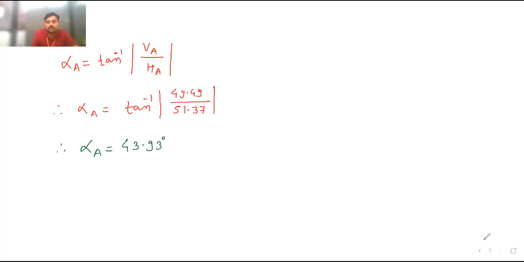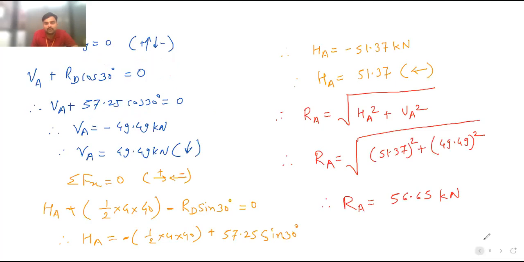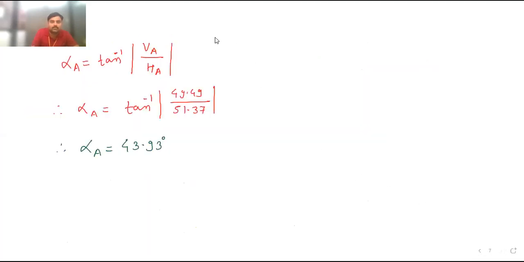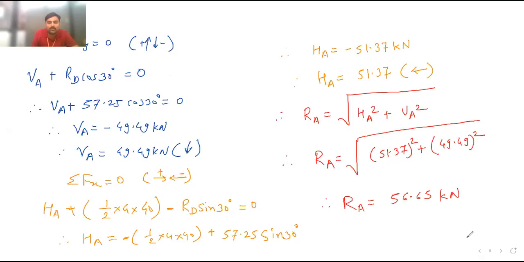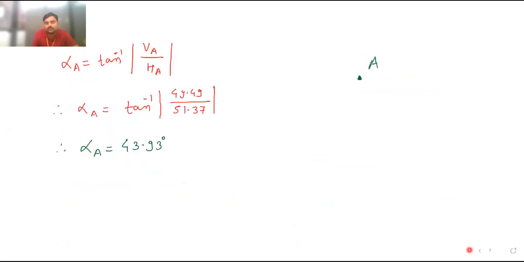43.93 degree. So now finally, I have to draw the diagram. Here I will take one arbitrary point. Let us call this point A. Now from point A, you can see reaction VA is there. What is the value? 49.49. It is moving down. So I will draw VA moving downward. This is VA, 49.49 kilonewton downward.